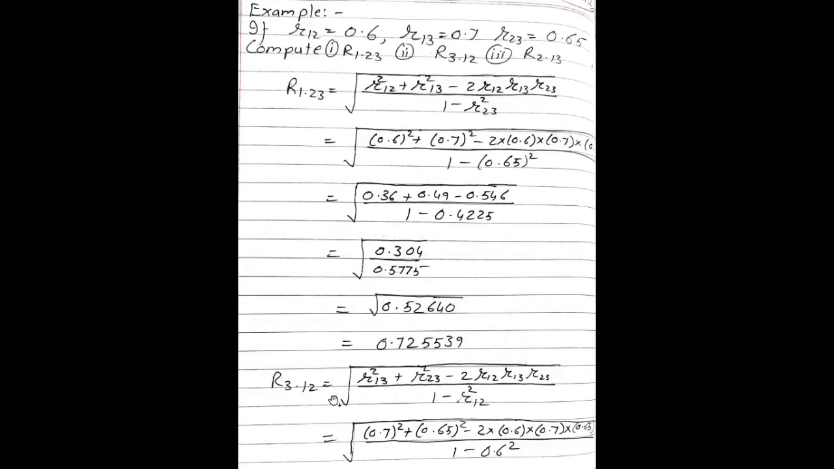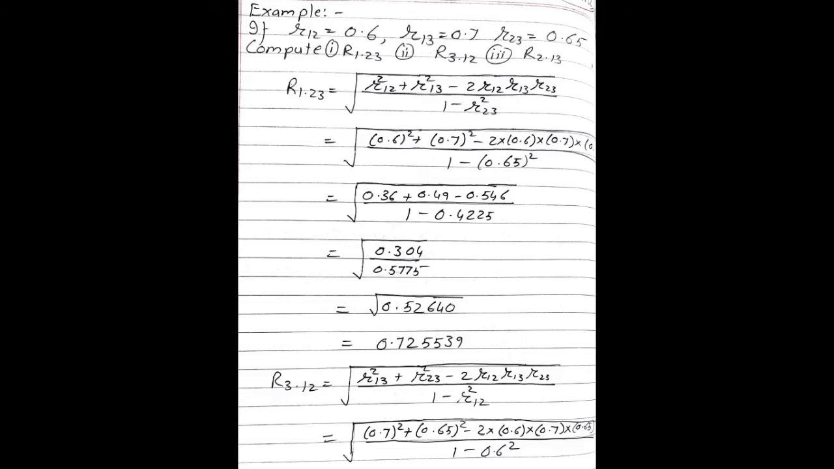Then we will go for capital R 3.12. See the formula: square root of R square 13 plus R square 23 minus 2 into R12 into R13 into R23 divided by 1 minus R square 12. Replace all the values which are given in the problem statement. We can write this as square root of 0.7 square plus 0.65 square minus 2 into 0.6 into 0.7 into 0.65 divided by 1 minus 0.6 square.